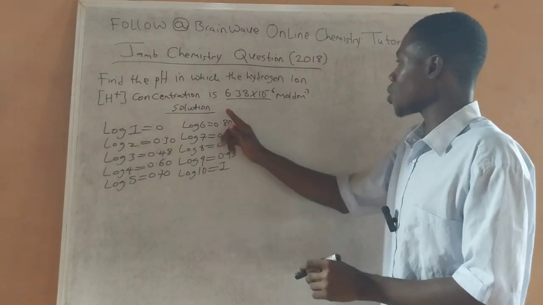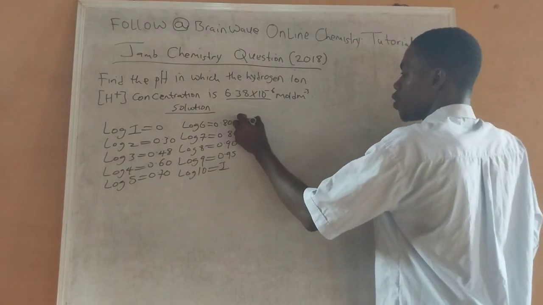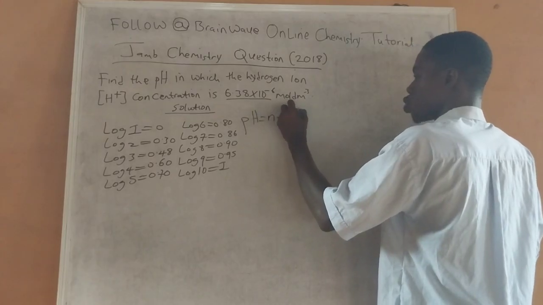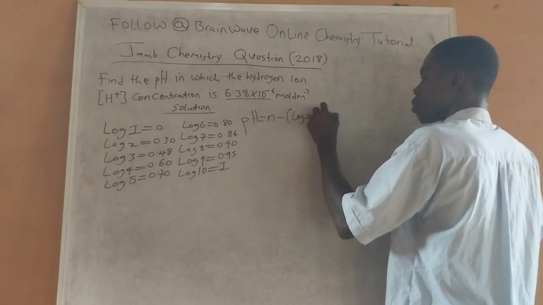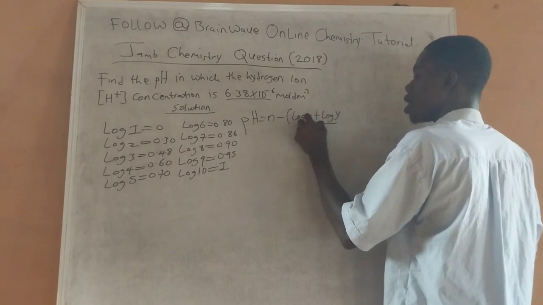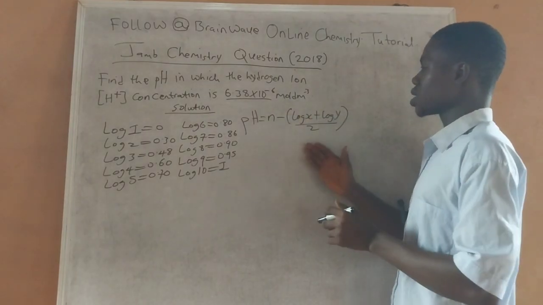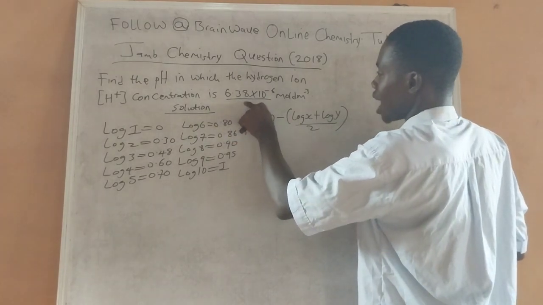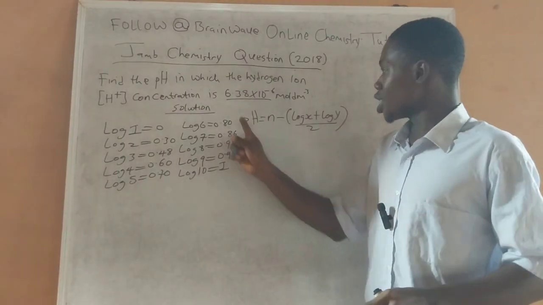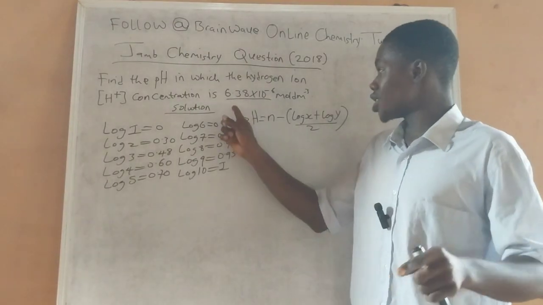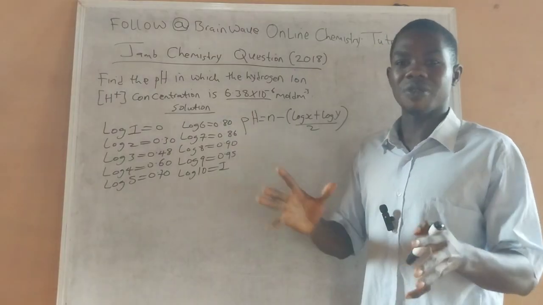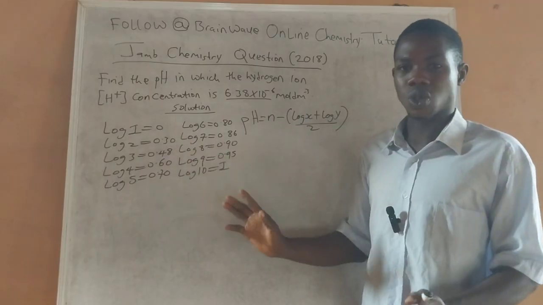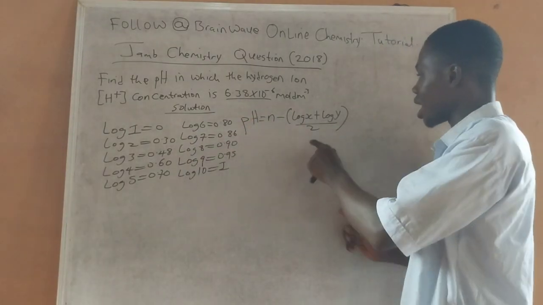The formula we bring out to solve questions like this is this. I want you guys to get familiar with it. The formula for calculating pH questions like this is pH equals n minus open bracket log s plus log y, over 2, close the bracket. Now, if you check your four-figure log table, there's nothing like 6.38. 6.38 does not have a value except you press it on a calculator, and the JAMB calculator does not have a log table. So how are you going to solve questions like this? That's the reason why I came up with this formula.